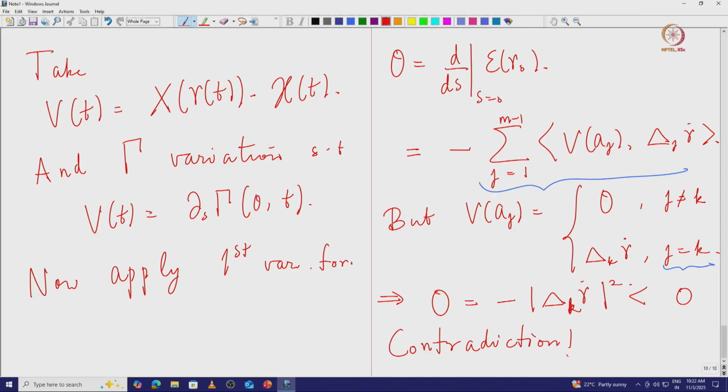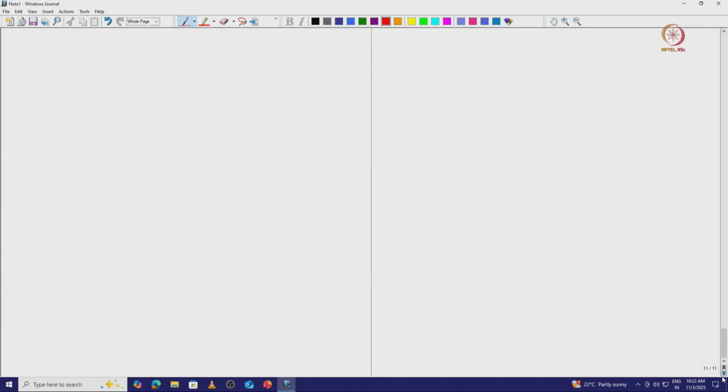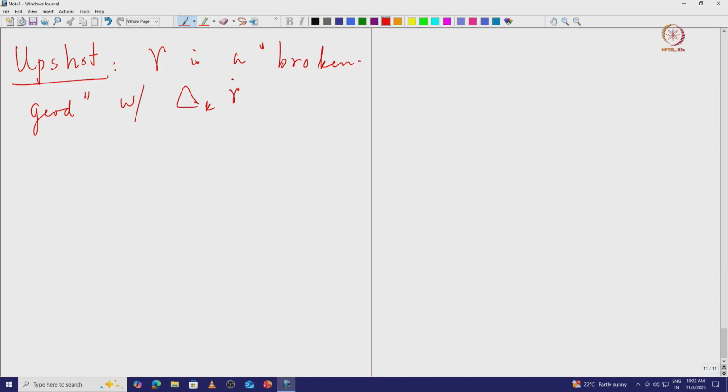okay. So the upshot is, till now the first 2 steps have proved the following, that gamma is a broken geodesic with no jumps in the velocity vector. That is what the first 2 steps have accomplished. So the final step is to show that gamma is smooth.